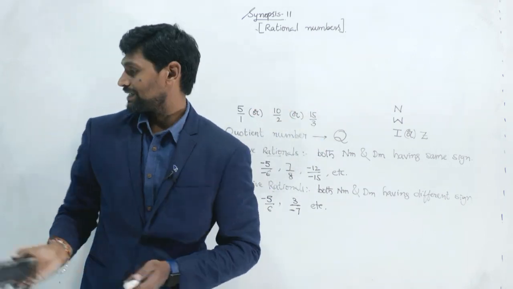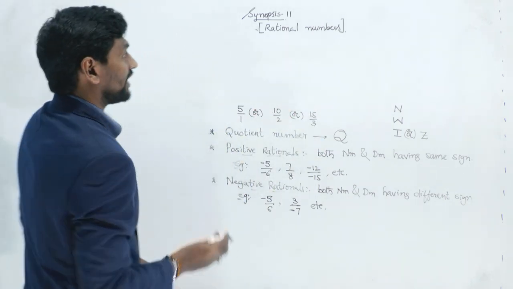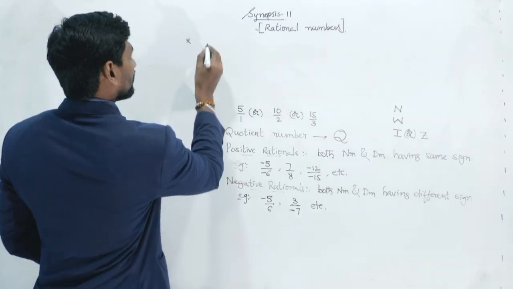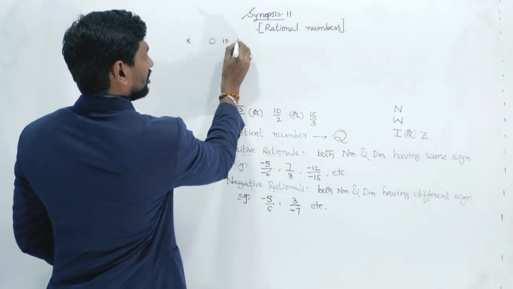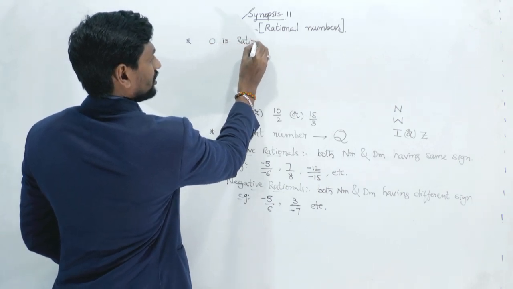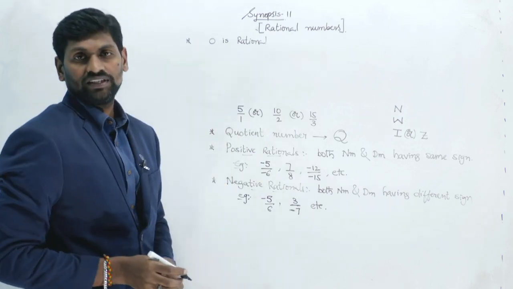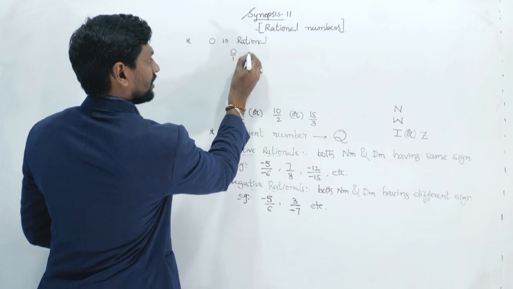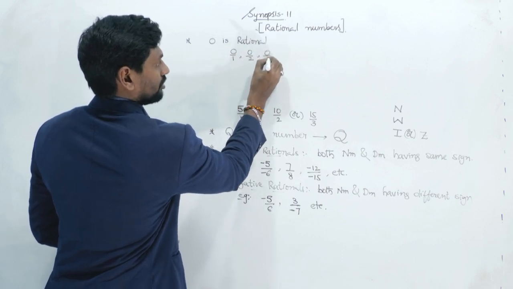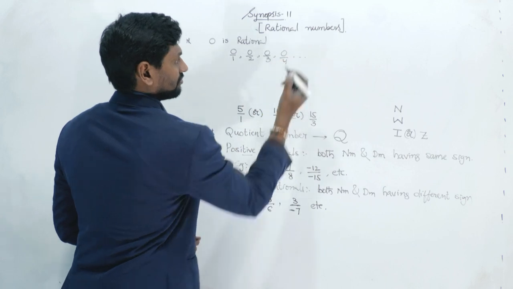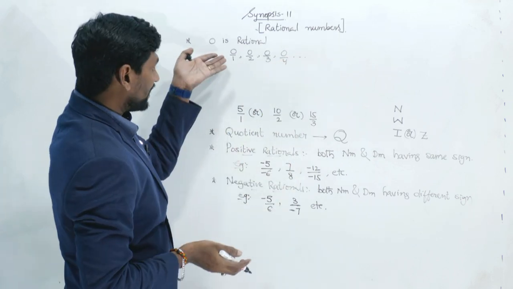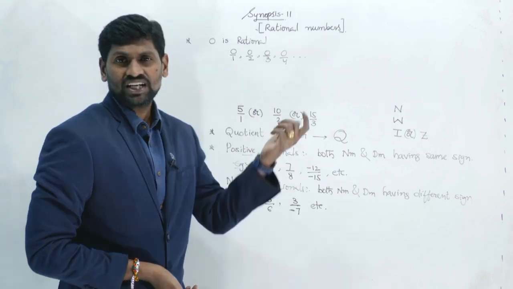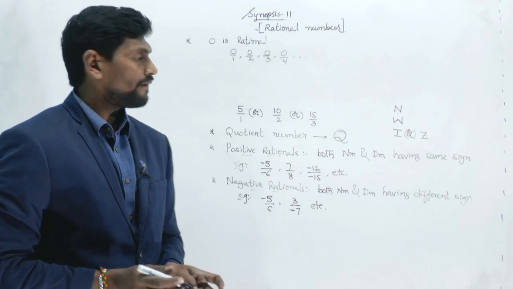Next we are going to discuss the standard form of a rational number. Before that, is 0 a rational number or not? Yes, 0 is a rational number because we can write 0 as 0 by 1, 0 by 2, 0 by 3, 0 by 4. We can write it in any form because 0 by anything is 0 only. So 0 is a rational number.